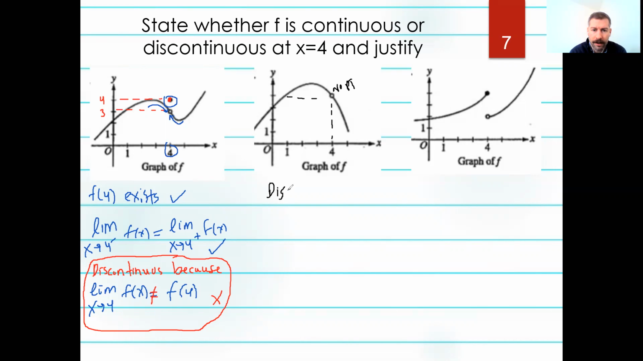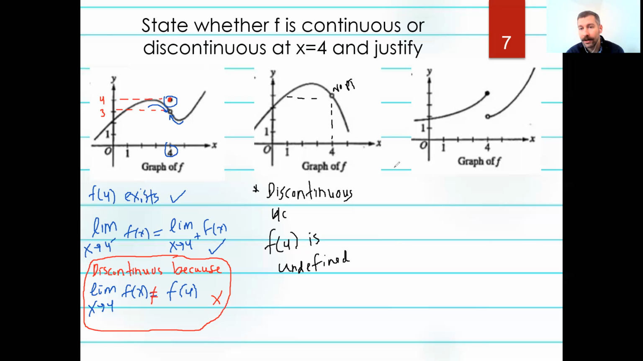So this one would be discontinuous because f of 4 is undefined. It does not exist, right? There's no point there, which is that first condition, that f of 4 must exist and it must be defined. That doesn't happen here. There is no point. So even though conditions 2 and 3 are met here, where the left and right limits are equal, I guess that third one actually wouldn't work either. This is going to be our justification.